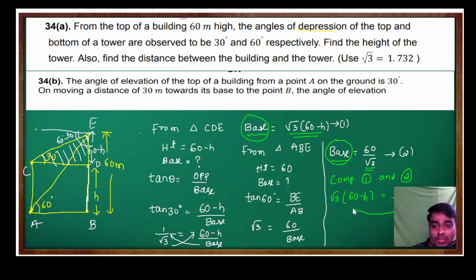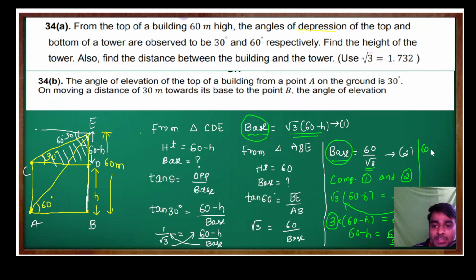Now this root 3 you multiply here. Root 3 will become 3. Then keep 60 minus h as it is, equal to, here only 60 is remaining because root 3 has come to left. Now you just do 60 minus h equal to, this 3 is multiplied on left side, goes to right and becomes a division here. So you got 60 by 3 now.